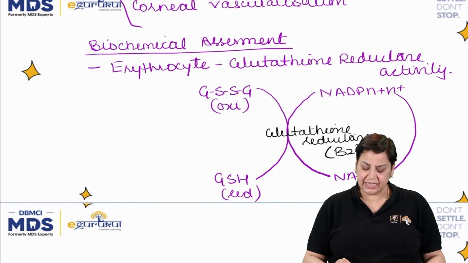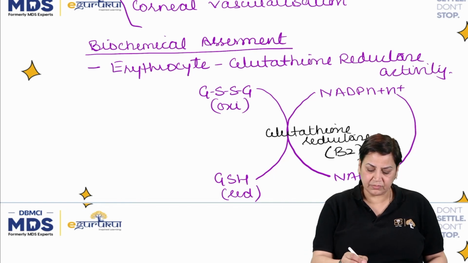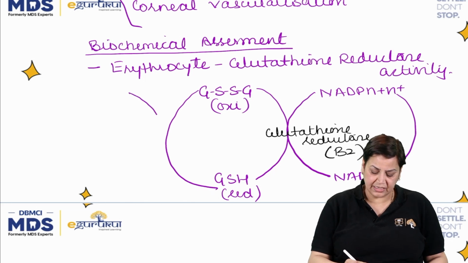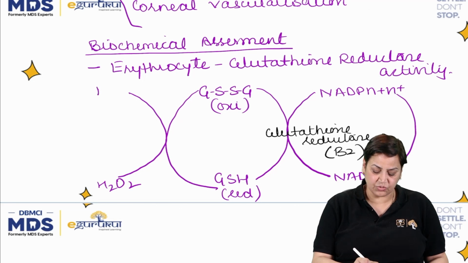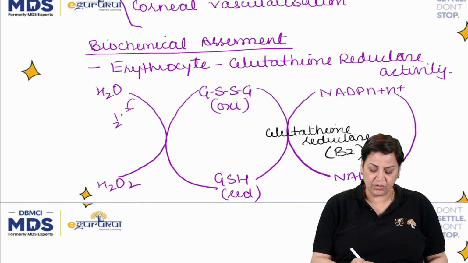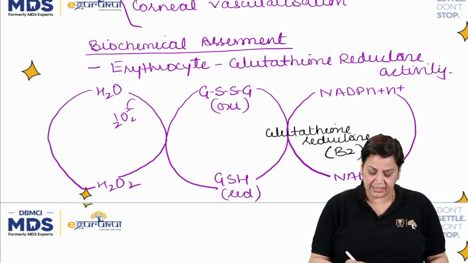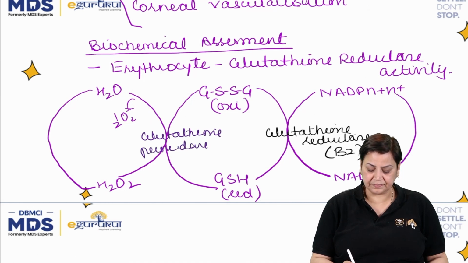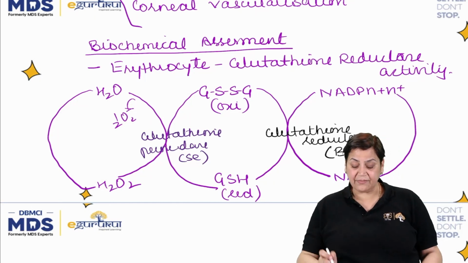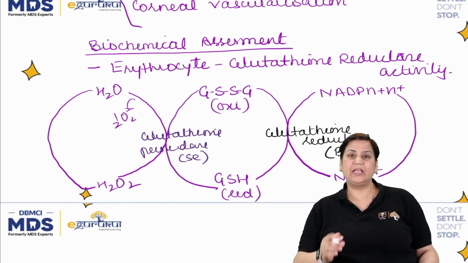Now, if glutathione is in the reduced form, only then will it split H2O2 into water and oxygen, like this. And here the enzyme is glutathione peroxidase. Glutathione peroxidase requires selenium, but the important enzyme playing a very important role is glutathione reductase.